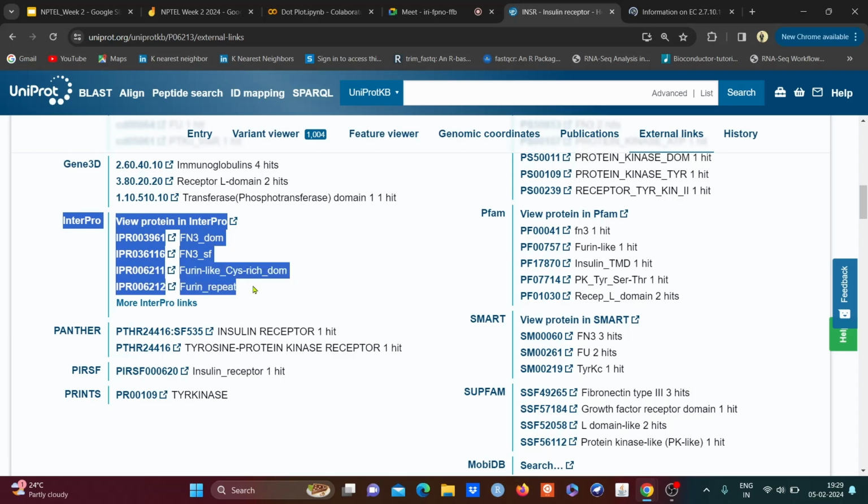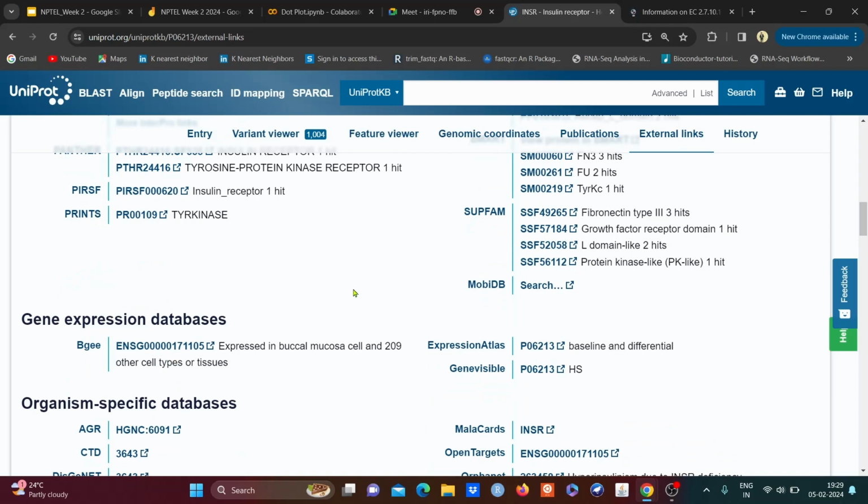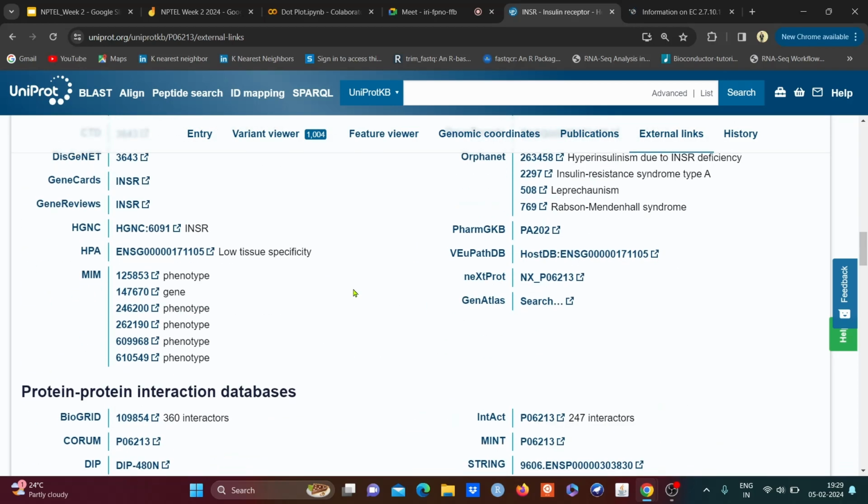InterPro can be used to extract the domain related information for this entry. So this is what I planned.